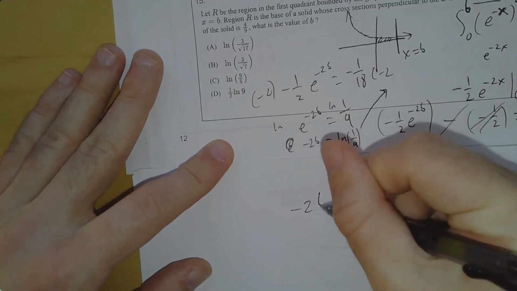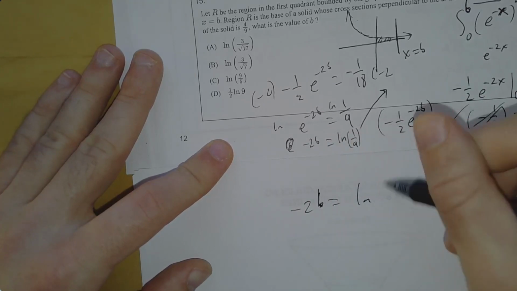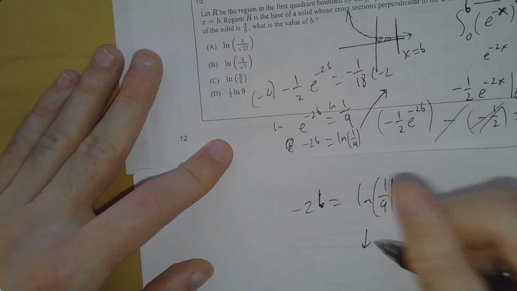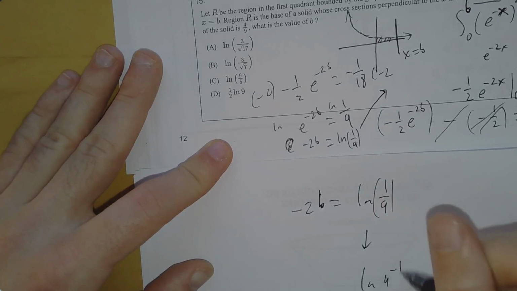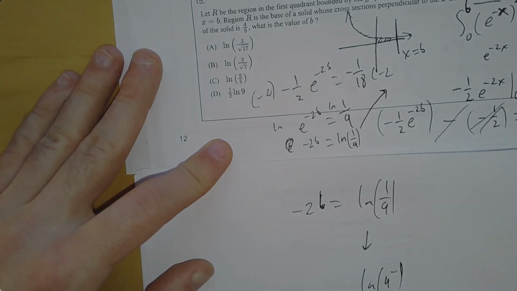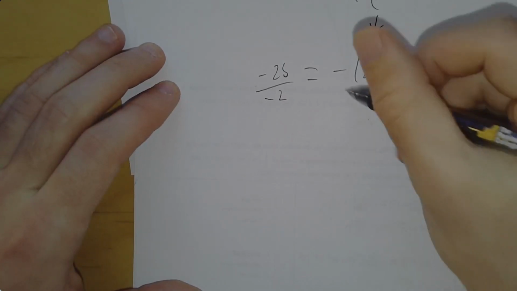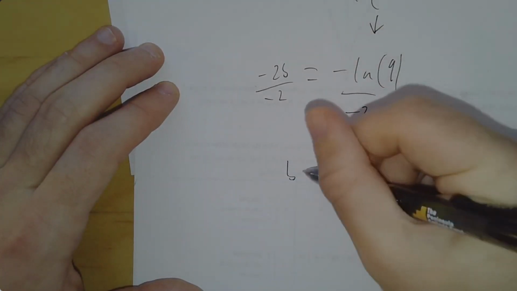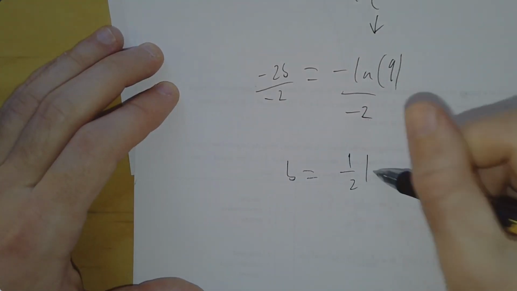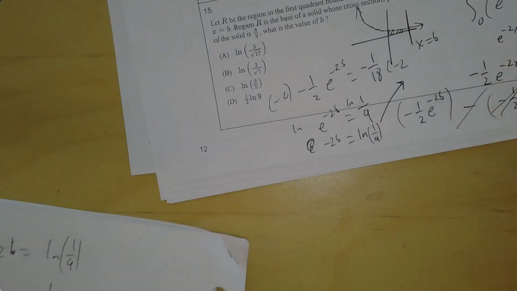Negative 2b equals ln 1/9. Okay, this means ln 9 to the negative 1, which means negative ln 9 equals negative 2b. Divide by negative 2, and you get b equals 1/2 ln 9, which is right there.